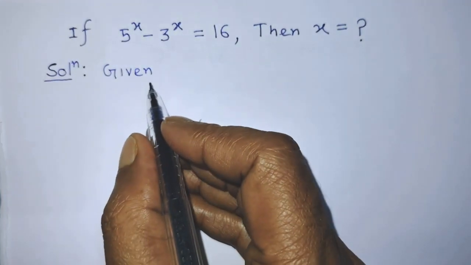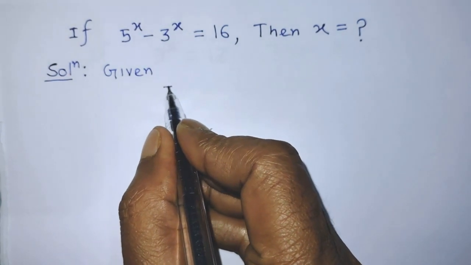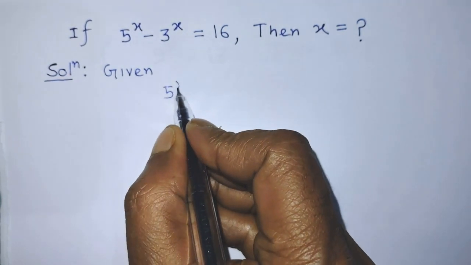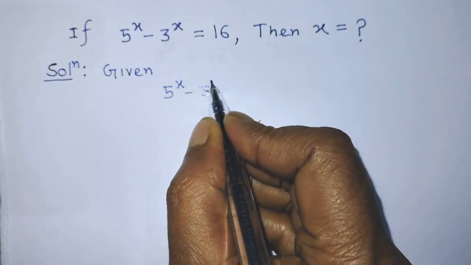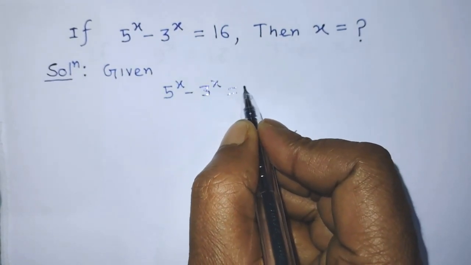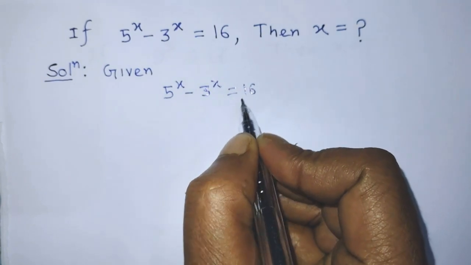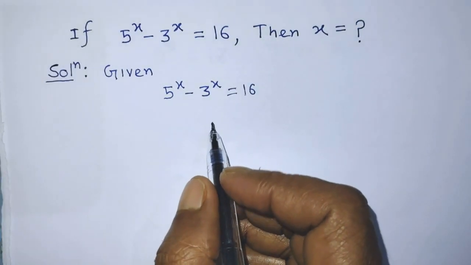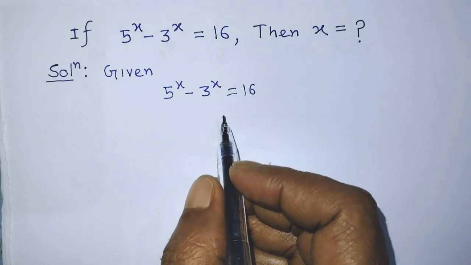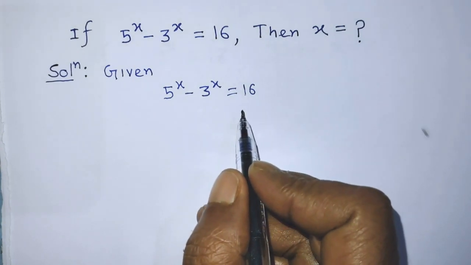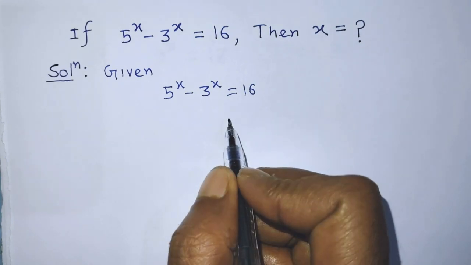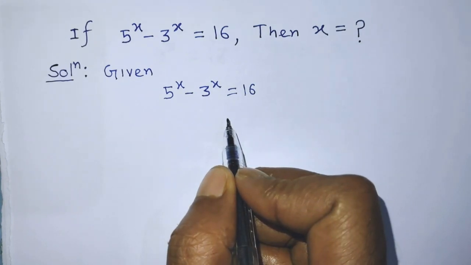So student, our given equation is 5 to the power x minus 3 to the power x is equal to 16. To find the value of x from this equation, we have to write the left hand side and right hand side in the same form. Then we are able to find the value of x.